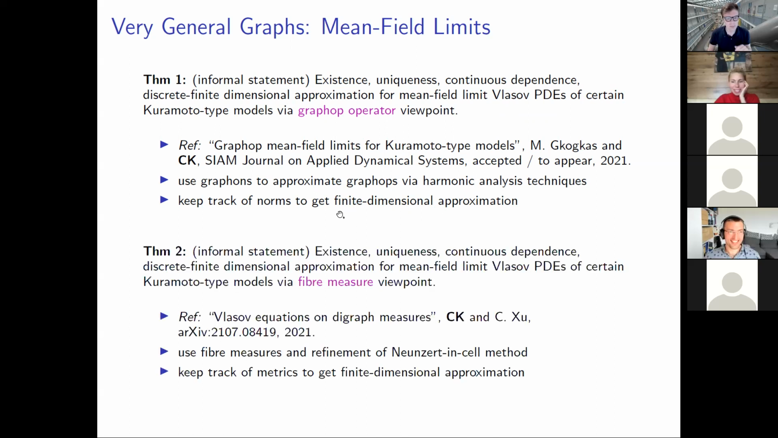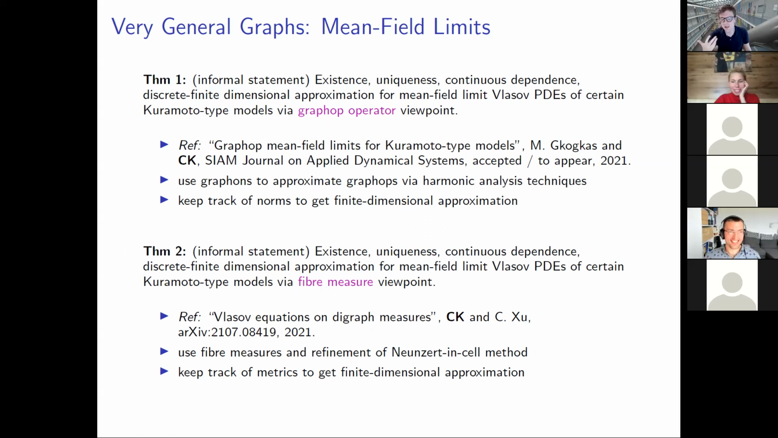Yeah? But then you think, okay, what if we want to generalize that and we want to get rid of Graphons completely, because in this first theorem, which is joint with Marios Stamatakis, there's still a dependence on the Graphon viewpoint to a certain extent, at least. Yeah? If you want to do that, you can just purely switch to a measure theoretic viewpoint, and instead of operators, you can look at fiber measures. And in this paper, which is joint with Chuang Chu, we have recently proven that you again get existence, uniqueness, continuous dependence and discrete finite dimensional approximation for mean field Vlasov PDEs for Kuramoto-type models by using a measure theoretic viewpoint and adapting an original idea of Neunzert.